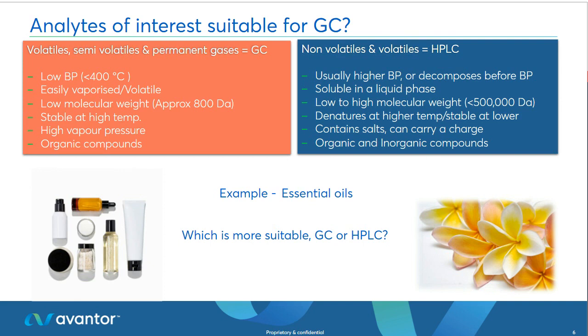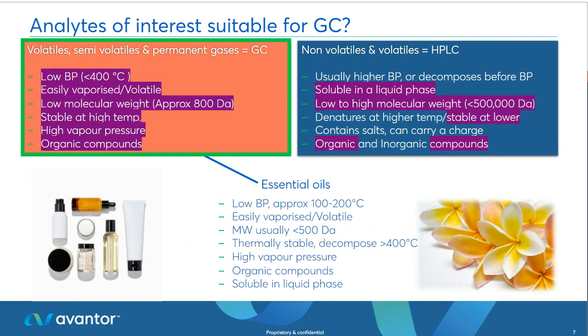So when we're looking at GC and HPLC suitable analytes of interest, we want to make sure that we're going in the right direction. For GC, we want low boiling point below 400 degrees, easily vaporized, low molecular weight. We want stability at high temperature, high vapor pressure, and organic compounds. So what about essential oils? Do they fit in well for GC? We can see that the essential oils have a low boiling point between 100 and 200 degrees, easily vaporized, molecular weight usually below 500 Daltons, thermally stable, decompose just above 400 degrees, high vapor pressure, organic compounds, and then soluble in a liquid phase.